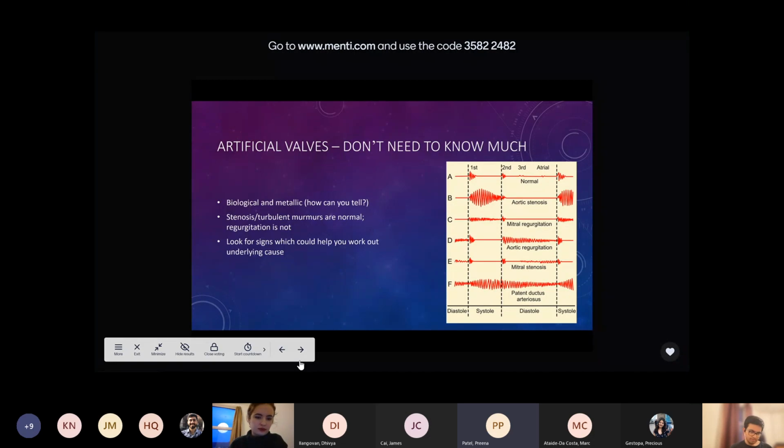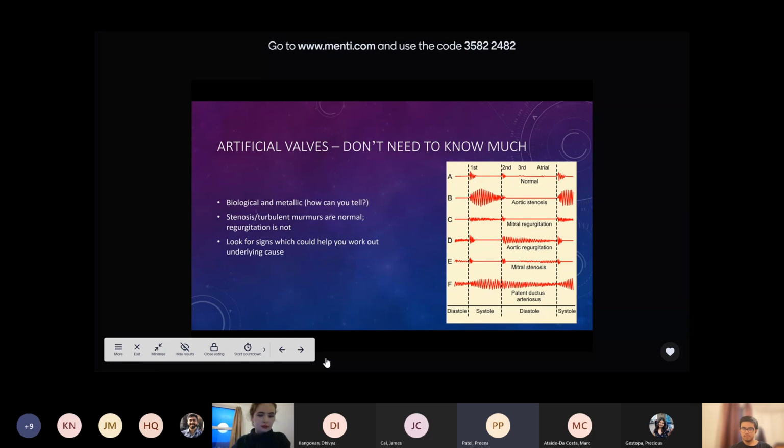There's a biological and a metallic. Does anyone know how to tell the difference on examination? So the metallic ones, yeah, exactly. The metallic ones will click, and sometimes you don't even need a stethoscope. You could just hear it. Surgical scars I'd be careful with because sometimes they will have the same ones.